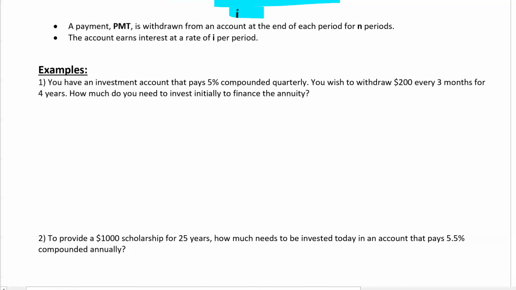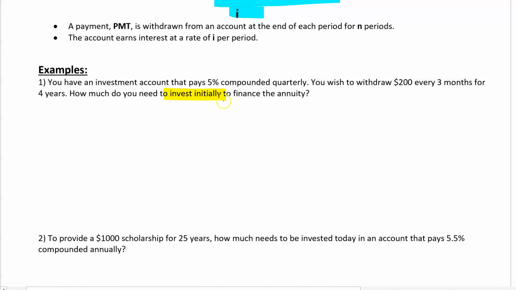Okay, so examples. The first one here says you have an investment account that pays 5% compounded quarterly. You wish to withdraw $200 every 3 months for 4 years. How much do you need to invest initially or today to finance the annuity? Initial means at the start. You should be thinking, oh, we're not talking about future value. It's not how much will you have, it's how much do you need right now, right? So that is a present value question.